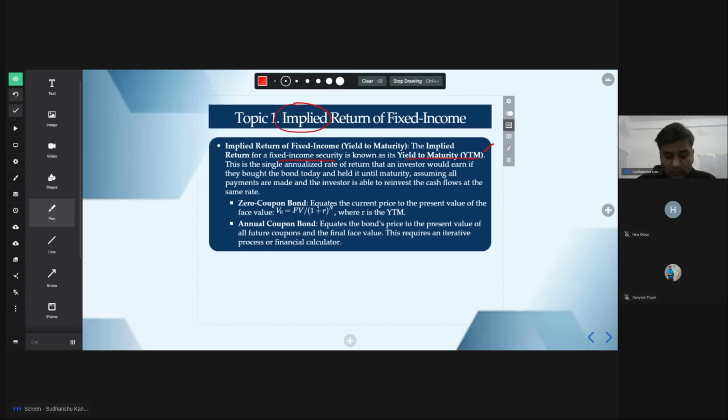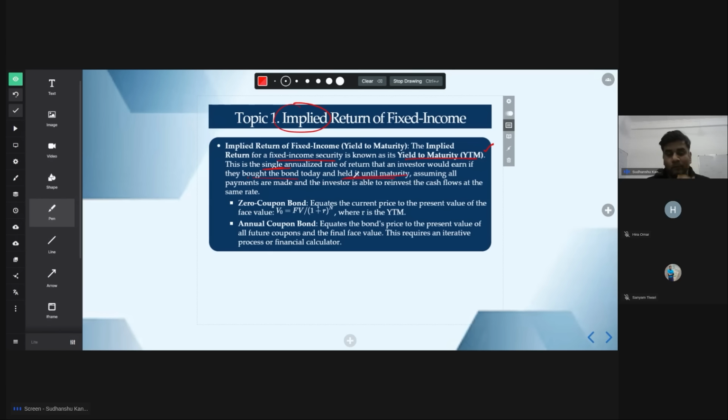The whole logic here was that YTM is that rate which equates the present value of cash flow to the current market price. This is a single rate. Yesterday we had a lot of different spot rates; we decided we don't want different spot rates. We want a single annualized rate of return that an investor would earn if they bought the bond today and held it until maturity. This is a very important line which I did not touch upon yesterday.